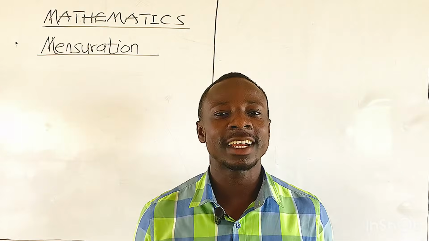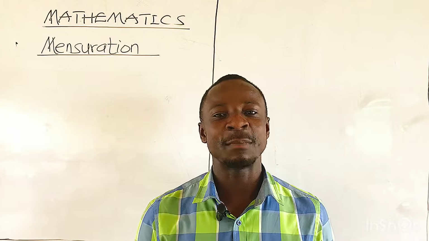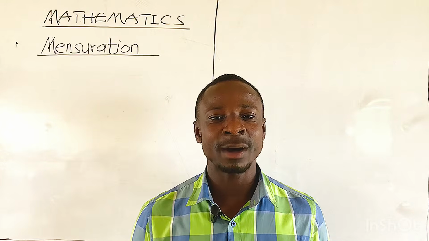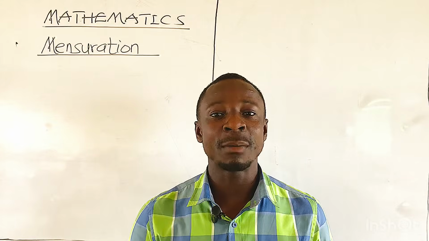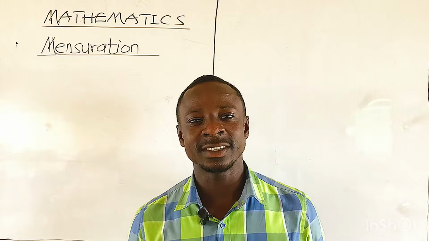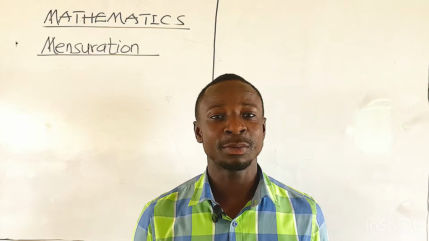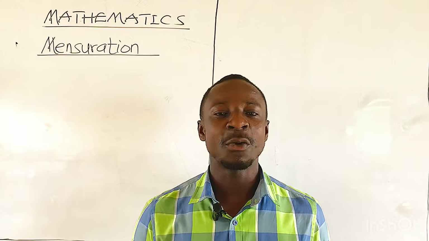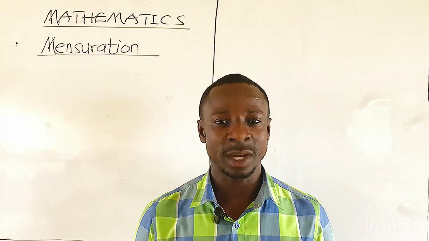Mensuration has been divided into two parts. We have mensuration 1 and mensuration 2. Mensuration 1 typically talks about the perimeter and area of plane figures, for example, a square, a rectangle, a circle, or the quadrilaterals, such as the parallelogram, the trapezium, rhombus, kite, and other quadrilaterals we have.